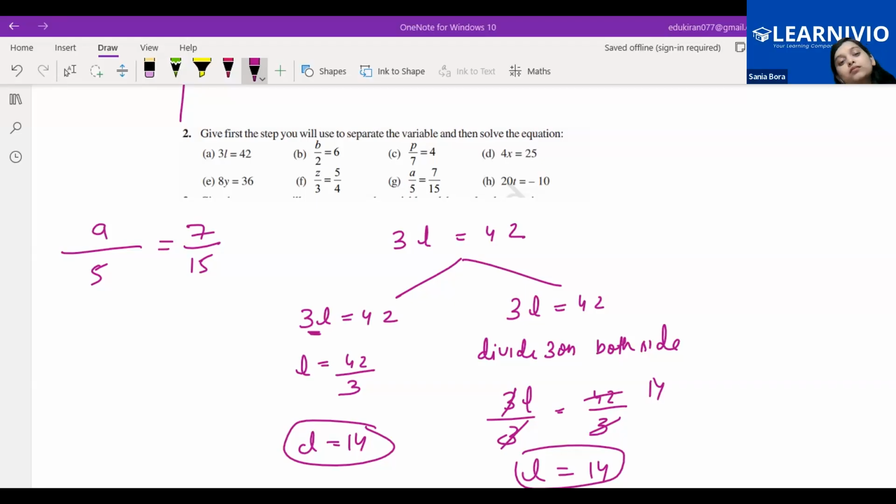Ma'am, the next one is 36 by 8. Okay, correct. You can simplify it further, 36 by 8 can be 9 by 2, right? Yes, ma'am. 9 by 2, ma'am.